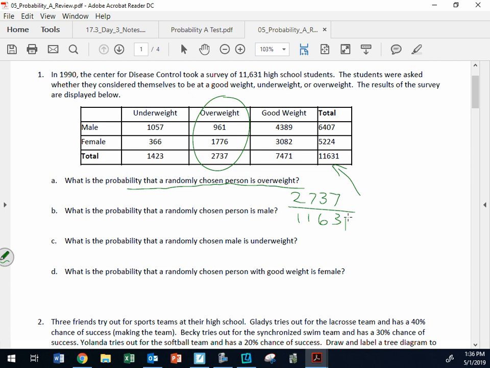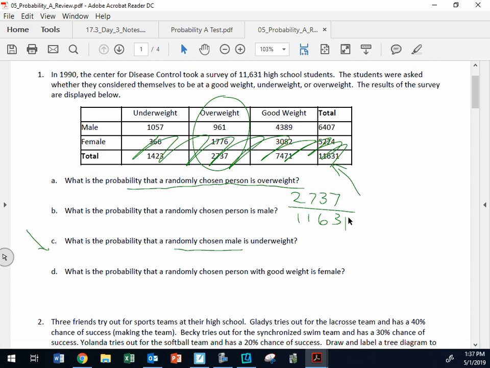If they ever say given, or if they say randomly chosen male, that is making it so it has to be a male is chosen, then you're going to do that deal where you like scribble out everything except the males and then answer with only those 4 numbers on problem C. All right, so part C and D are the more complicated ones because they are a given type question, and so they're not out of 11631. They're out of some other subtotal.